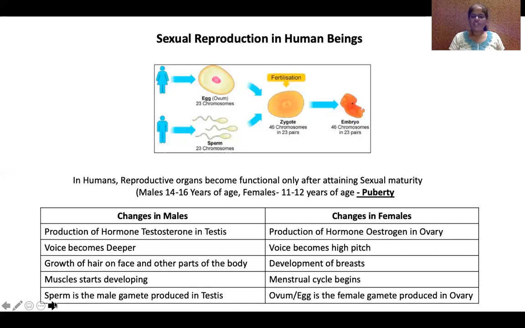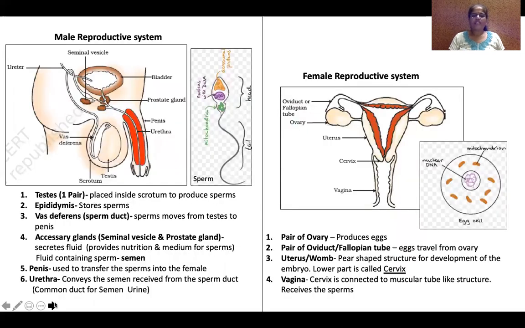Now, after knowing these changes in males and females, let us learn about the male reproductive system and the female reproductive system. First, we'll study the male reproductive system. This is a picture of the male reproductive system. There is a sac-like structure called the scrotum that is present outside the body, below the abdominal region. Within this, there is a pair of testes.